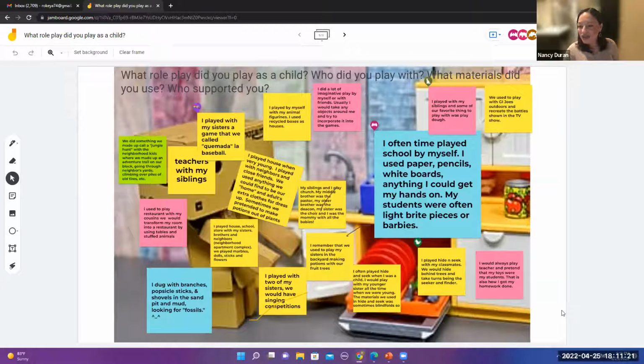I will make clothes for my dolls. I make clothes for my dolls with extra materials. So she had extra materials and she would make clothes. Perfect. Thank you, Jennifer, for sharing.